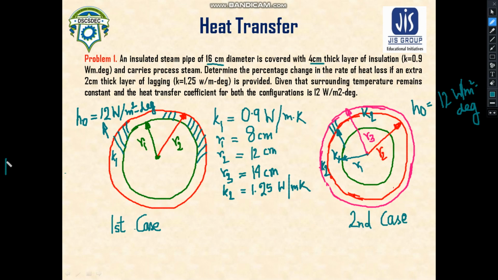So when there is conductive resistance, let us deal with the first case. So we are dealing with the first case, and I am writing conductive. So this is your conductive thermal resistance. Now what is the formula? If you remember, it will be 1 by 2 pi K1. I'm sorry.